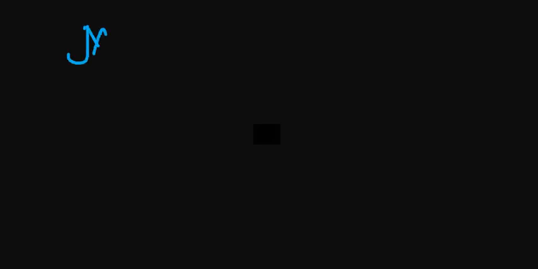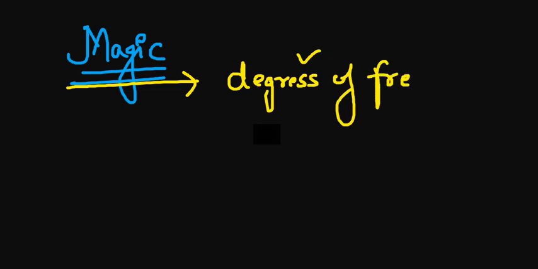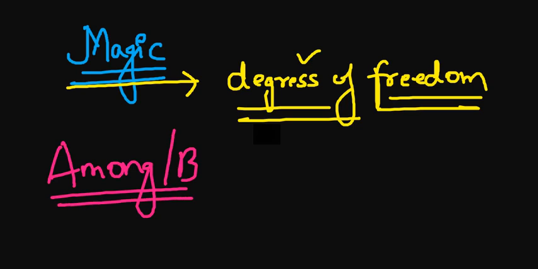And now see the magic. We have not started the question yet, but still you will be able to easily assess degrees of freedom. Sorry for the spelling mistakes. So we will discuss degrees of freedom now. First of all, we will talk about among as well as between, the same thing, and we will talk about within.